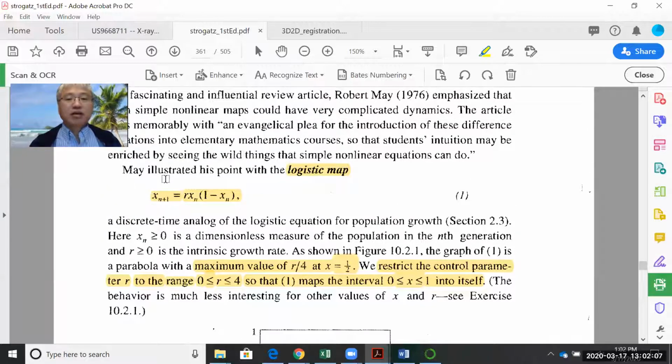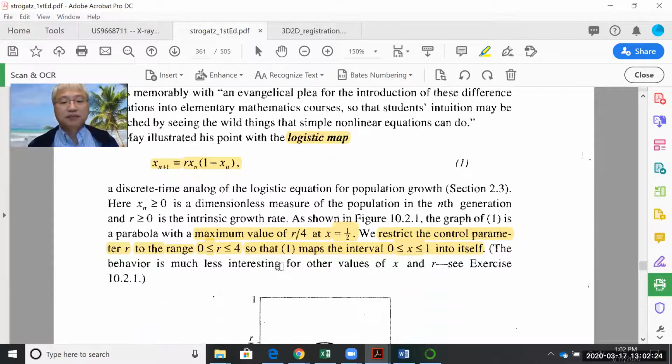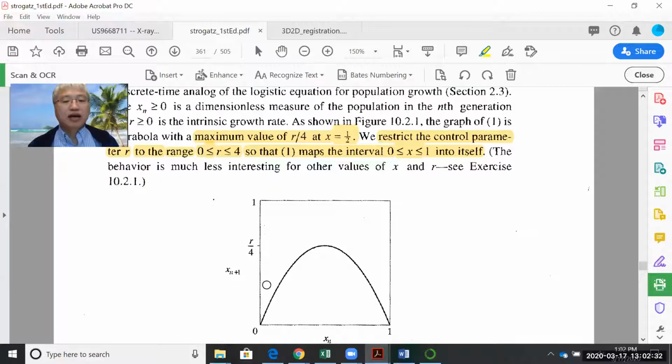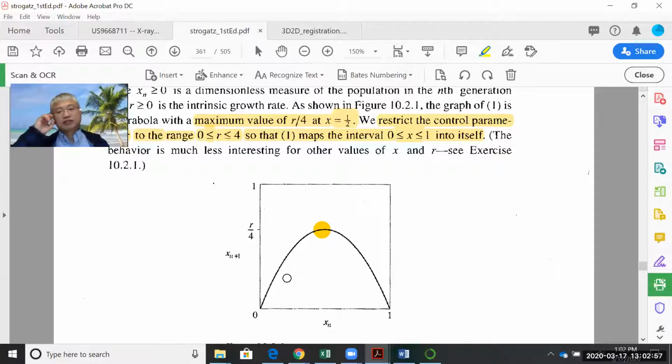This logistic map was first proposed in 1976, and it's not long, but it has a lot of fascinating behavior. The interesting things are all for r between 0 and 4. If you plot this function out, it's a quadratic function, and the maximum of this quadratic function is at exactly x equal to half, and the maximum value is r over 4. So we will just plot this window to analyze this.